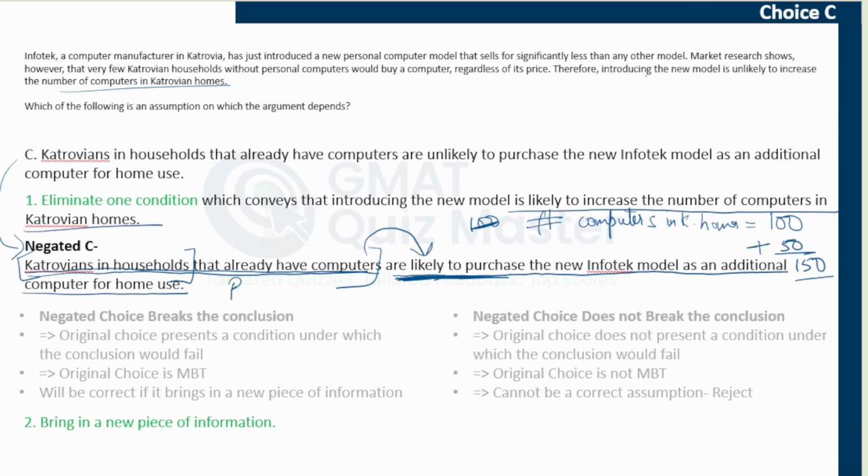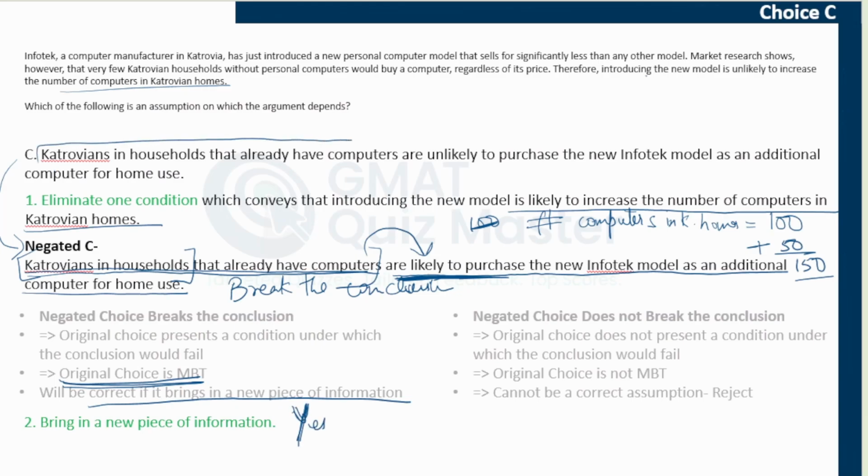And that is how this will break the conclusion, which means that original choice C must be true, and if it brings in new information, it will be correct. So if we check choice C, does it bring a new piece of information? Yes. Choice C conveys something about Ketrovians in households that already have computers, and that is not something the passage already tells us. So it brings in a new piece of information, and it eliminates one condition which breaks the conclusion, and that is why choice C is the correct answer choice.